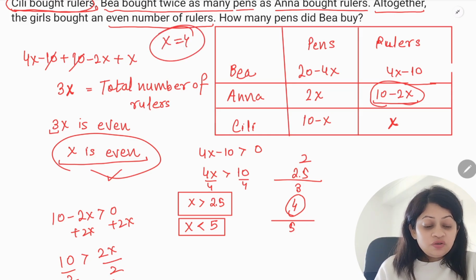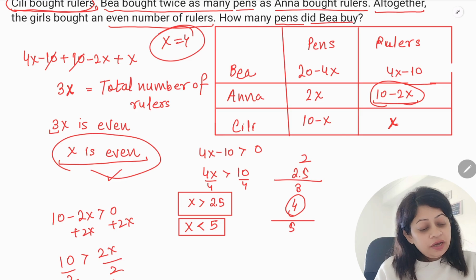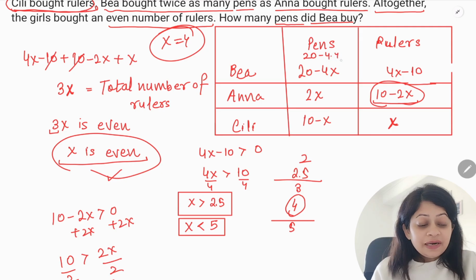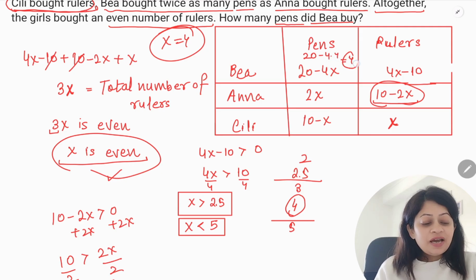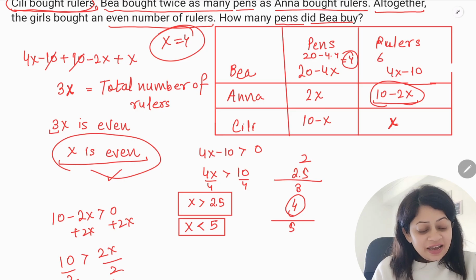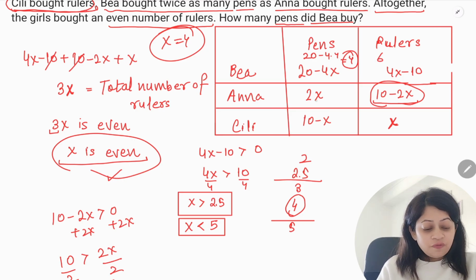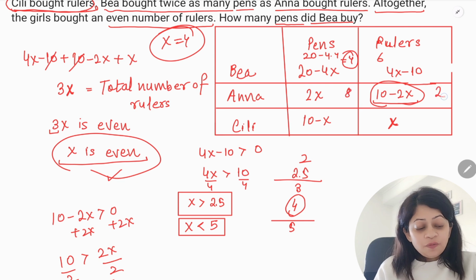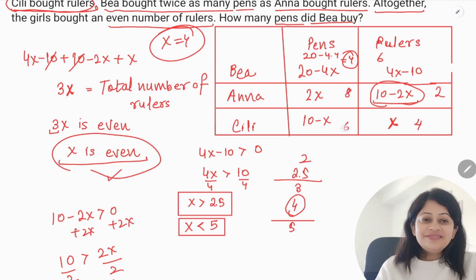That means we know the value of x. But we are supposed to find out how many pens Bia bought. So Bia bought 20 minus 4x pens. So 20 minus 4 times 4, 20 minus 16, that is 4. So Bia bought 4 pens, 6 rulers, right? And Anna bought 8 rulers and 2 pens, and Bia bought 4 pens and 6 rulers, right?